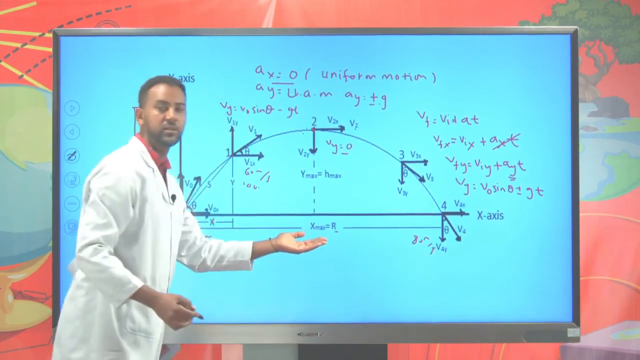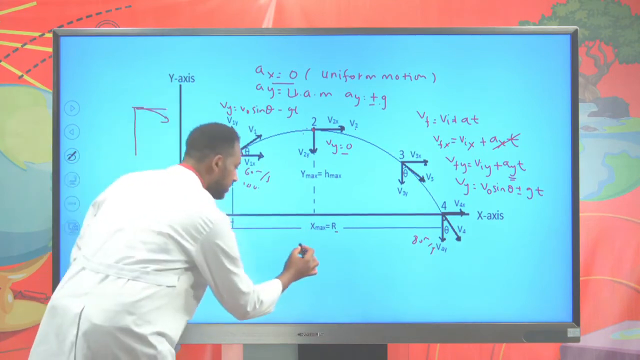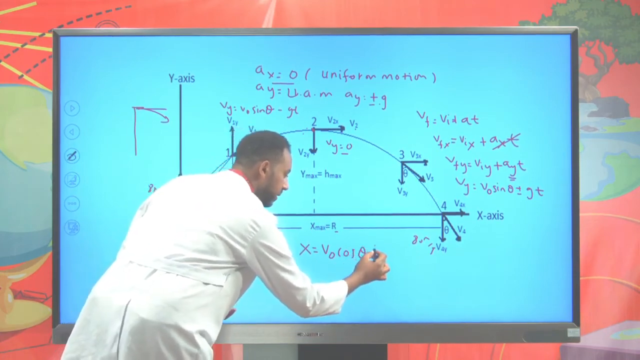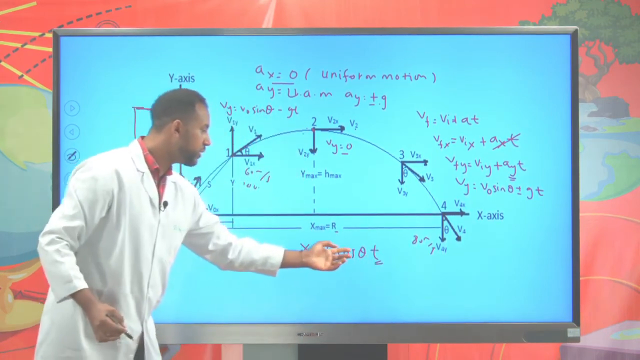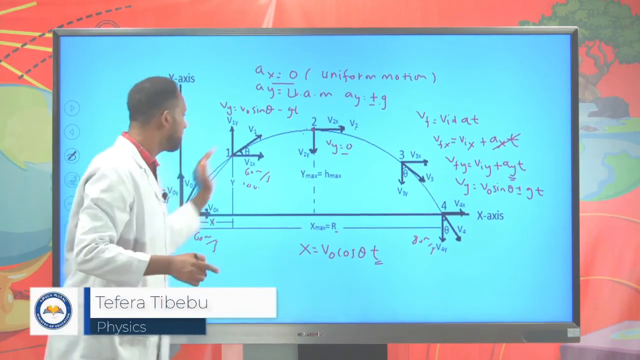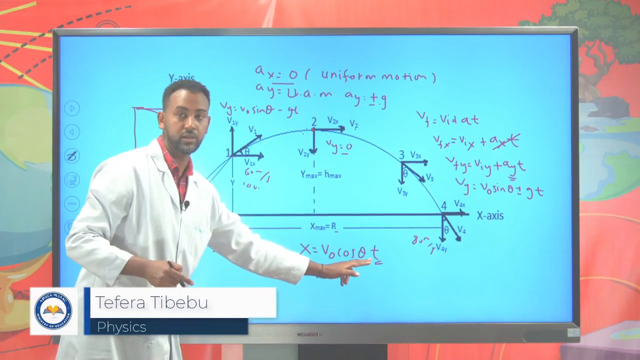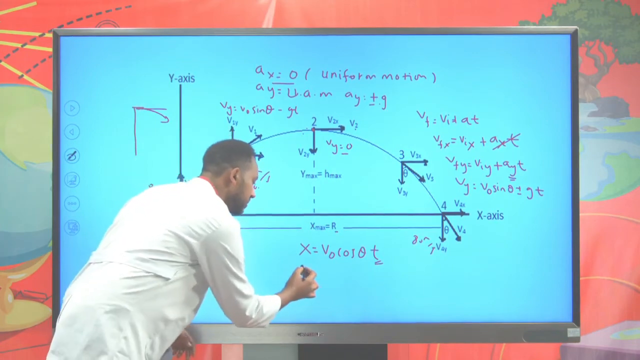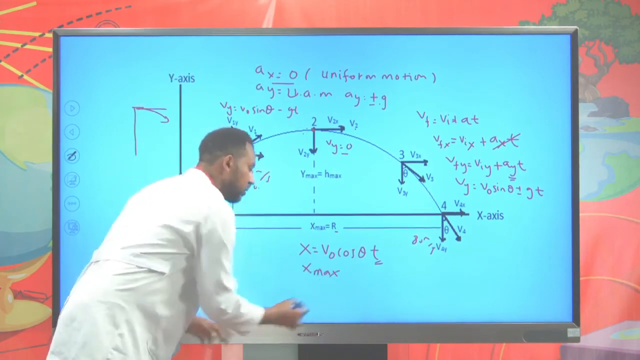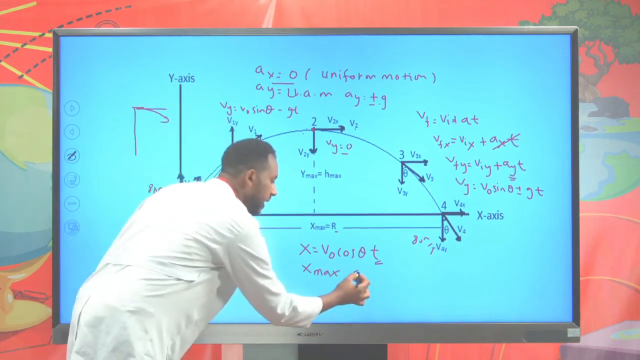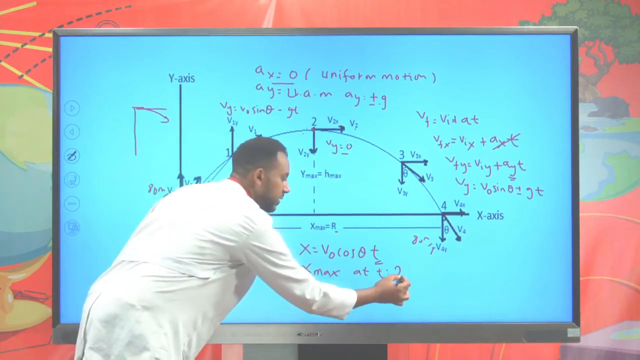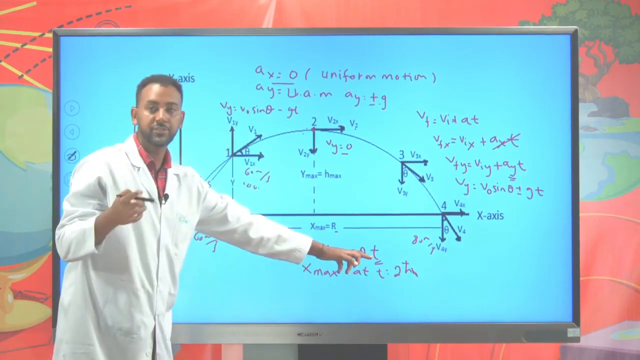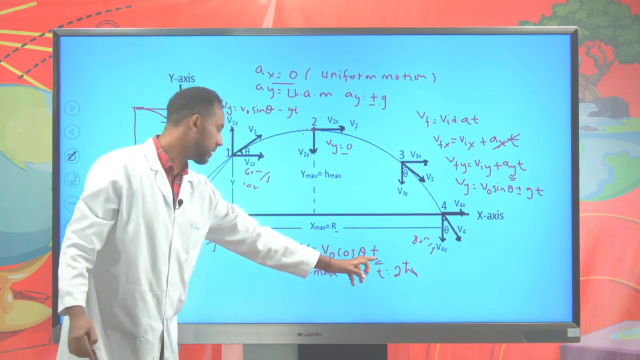So how do you determine the maximum possible horizontal projection? We know that x is generally given as v naught cosine theta times t. Here, look, if we use time t to be the total time of flight, which is twice the half-time of flight, it's possible to find the maximum displacement or the range. So the maximum horizontal displacement is determined at time t equal to twice the half-time of flight. Therefore, let's substitute twice the half-time of flight.